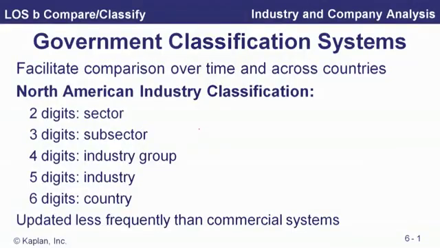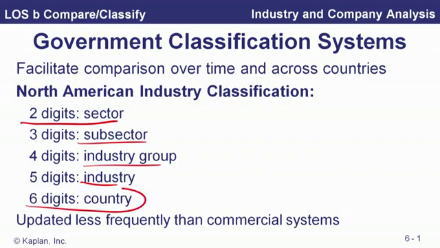We also have a government classification system, North American Industry Classification, and that's going to give, the first 2 digits are going to tell us the sector, the 3rd digit is going to tell us the subsector, the 4th digit is going to tell us the industry group, the 5th digit is going to tell us the industry, and the 6th digit is going to tell us the country. So these don't get updated particularly often. Of course, they are generated by the government, which my initial bias is that makes it less useful.